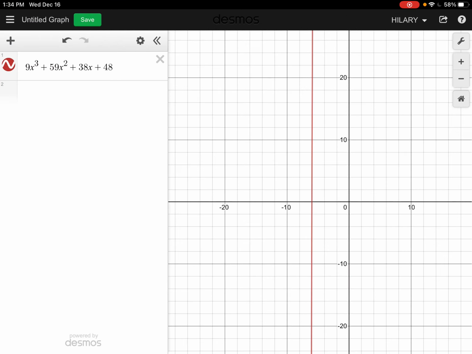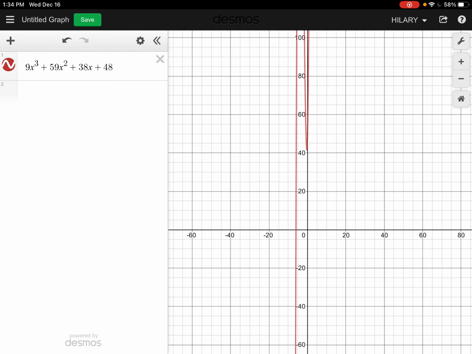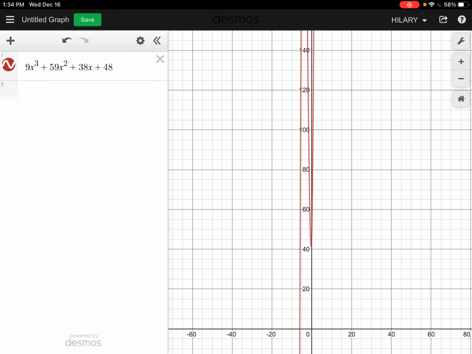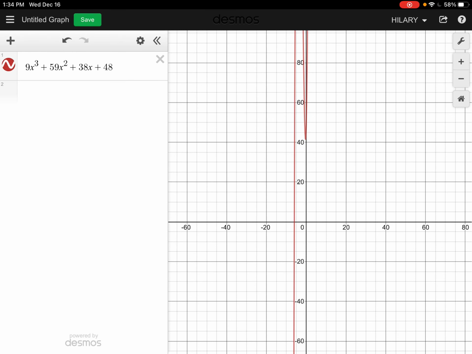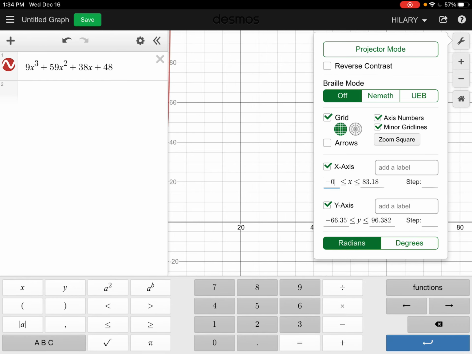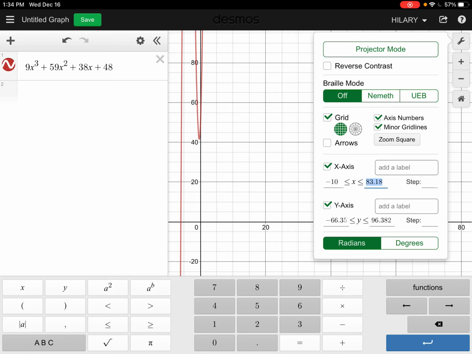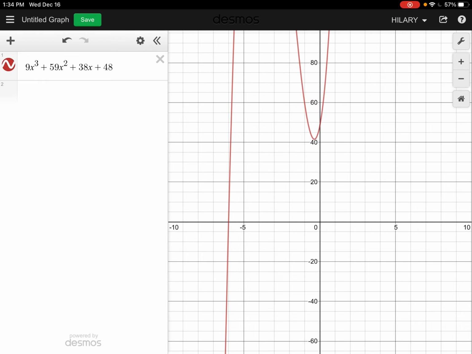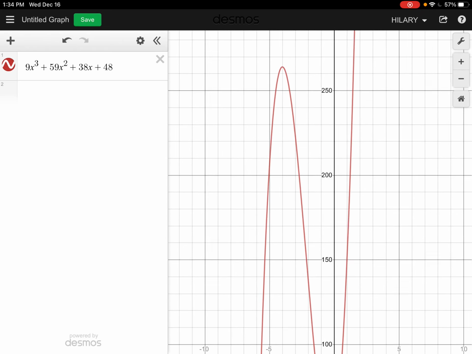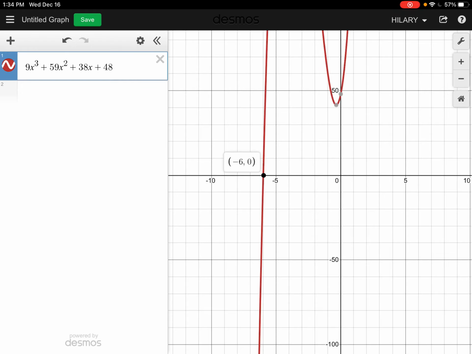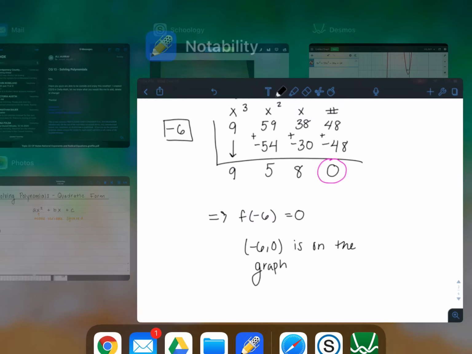So I'm going to actually switch my screen for a second. I actually went ahead and graphed the function, and it's this weird, really tall looking polynomial. I'm going to adjust my window for my x's just to make it a little wider. So if we're looking at it, it's like this funky polynomial, it goes really high up there, but the point -6, 0 is on the graph, and that's where the x-intercept is.